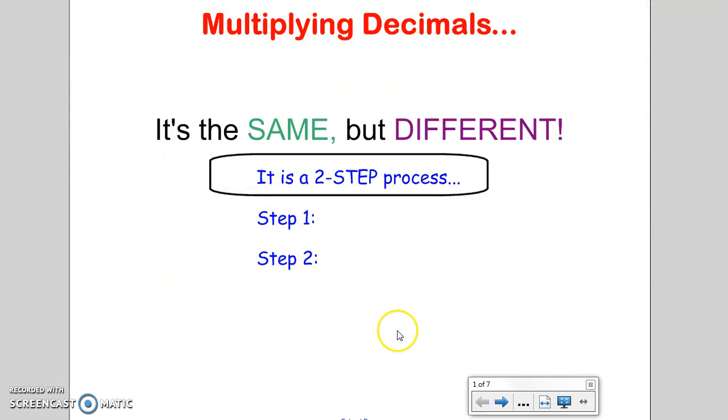All right, boys and girls, we are back at it again. Multiplying decimals, it's the same but different. You need to remember that we do not line them up. Instead, multiplying decimals is not part of COAS, so it is a totally different two-step process.